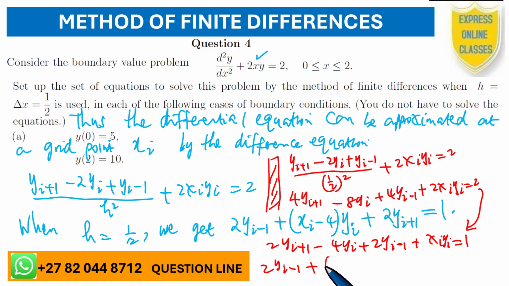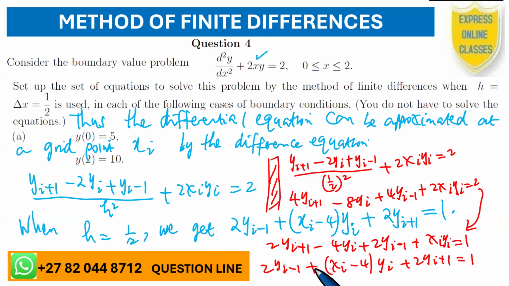So now at this point, this is what we get. But we can factor out a yi from this one and this one, and would therefore have xi minus 4. We've factored out a yi from this and that. And then what do we have? We have plus 2 yi plus 1, and the result is 1. So indeed, whenever h is 1/2 in the difference equation obtained from the differential equation using the method of finite differences, we shall be able to get the equation in blue, but we've rewritten it.